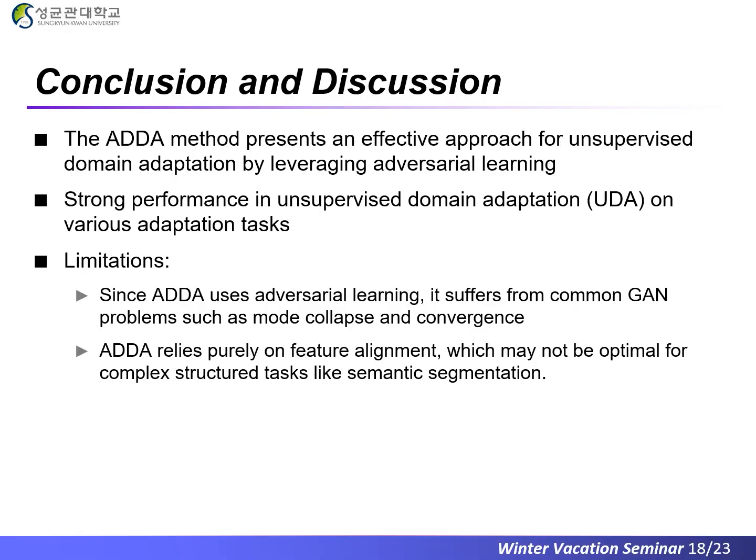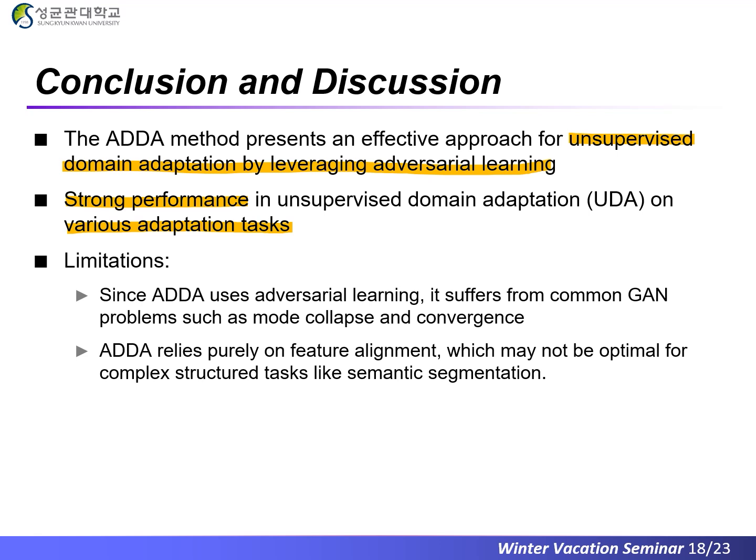In conclusion, ADDA is an effective approach for unsupervised domain adaptation (UDA) using adversarial learning. By aligning feature distributions between the source and target domains, ADDA allows models to generalize better across domain shifts. It achieves state-of-the-art results on multiple domain adaptation tasks. It works well in unsupervised settings, where labeled target data is unavailable. It adapts effectively across digit datasets, cross-modality tasks, and real-world Office dataset shifts.